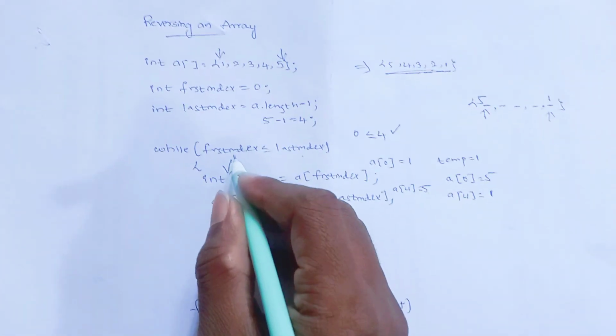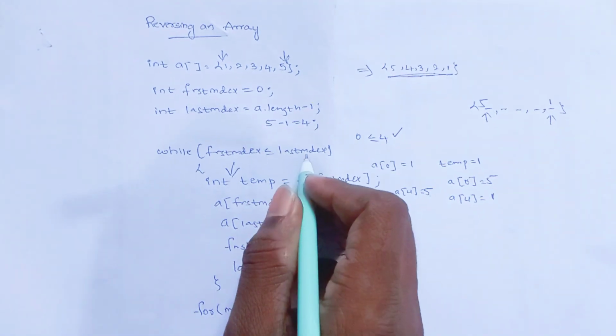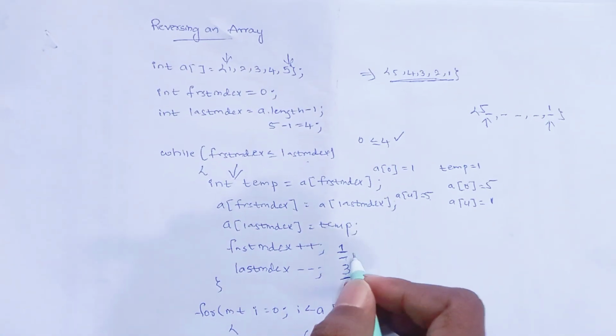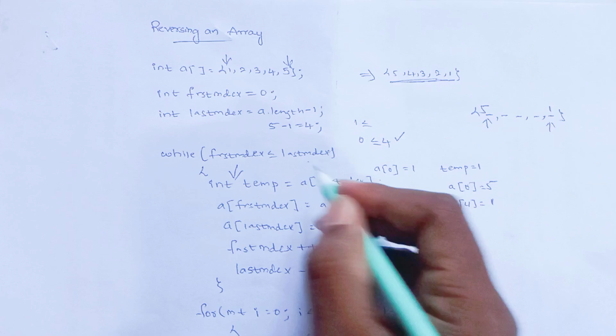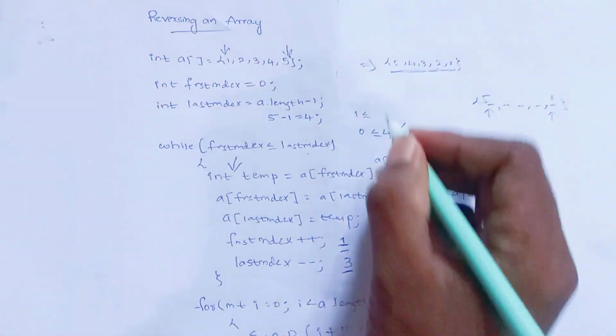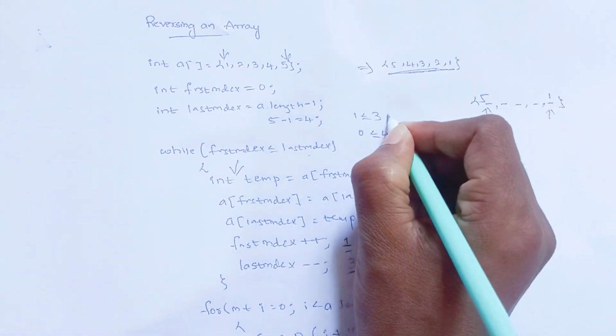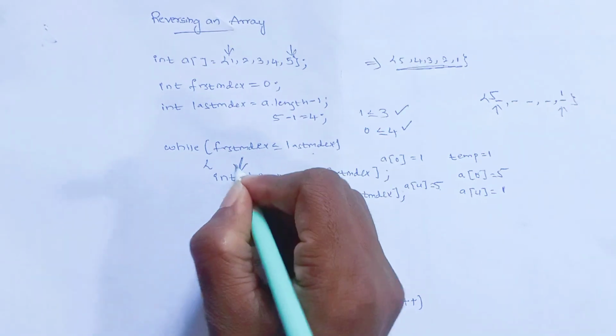And next, it again checks the while condition. First index less than or equal to last index. So the first index value is 1, less than or equal to the last index, whose value is 3. 1 less than or equal to 3. The condition is true. Enters into the while loop.